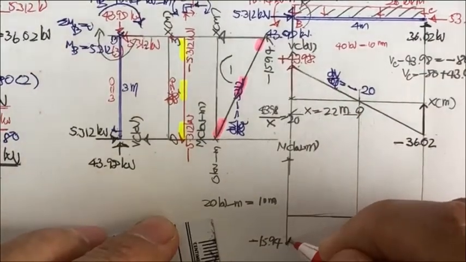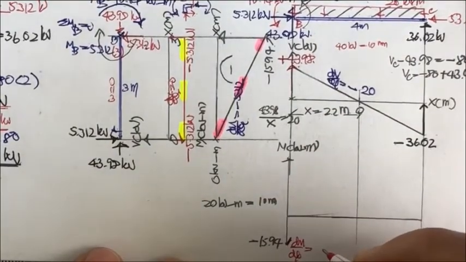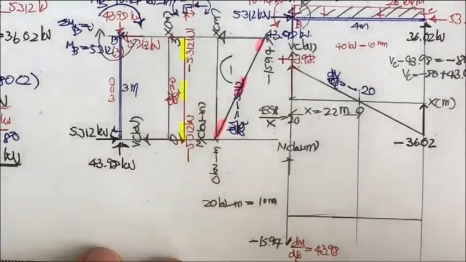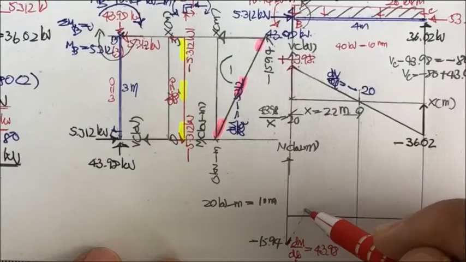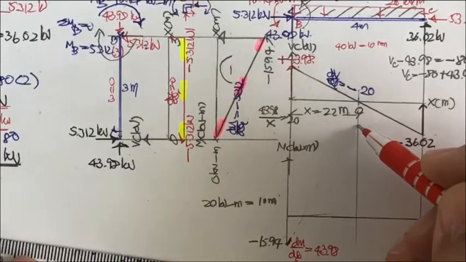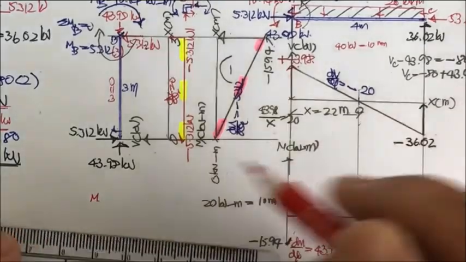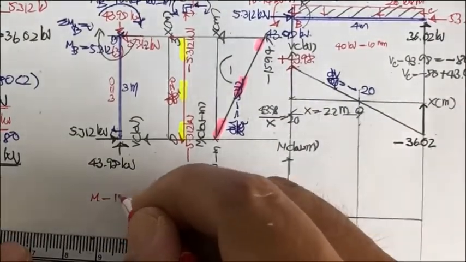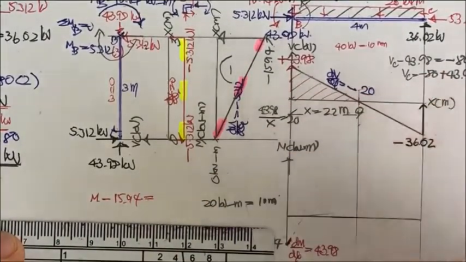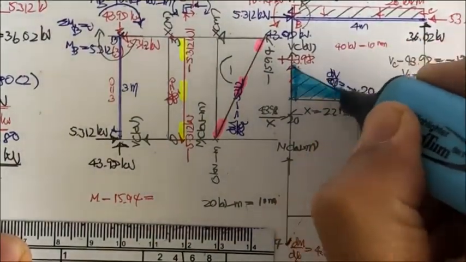So the slope here, the dm by dx, is going to be 43.98. And now the slope is going to reduce until here, where the slope is going to be 0. Okay, and the m here we don't know yet. The m here, minus 15.94, and that is going to equal this area. Okay, it's going to be equal to the area of here.